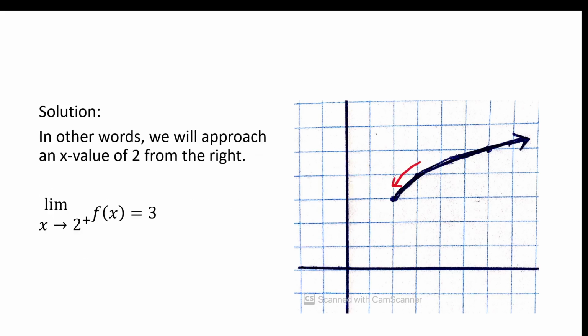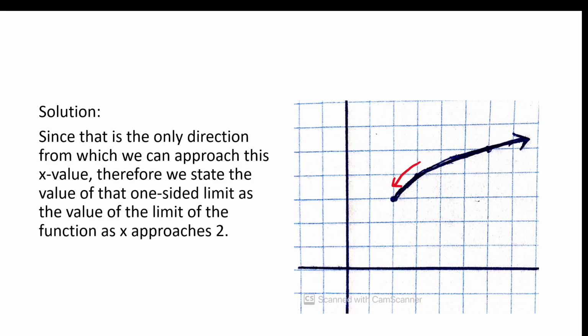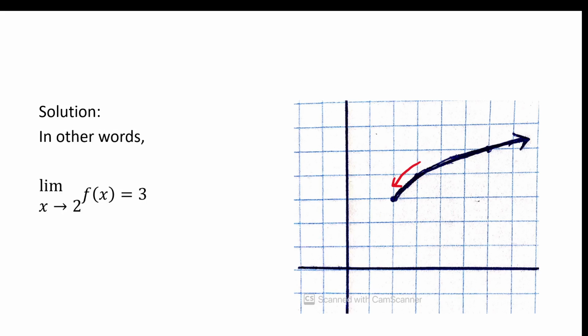as that arrow shows. As we get infinitely close to an x value of 2 from the right-hand side, our y-coordinate gets infinitely close to 3. So the one-sided limit exists. Since that's the only direction from which we can approach this x value, we state that the value of the one-sided limit is the value of the limit itself. We can't approach from both sides, so we don't have to compare the two one-sided limits because one of them doesn't exist. So we can say the limit overall as x goes to 2 of f of x equals 3.